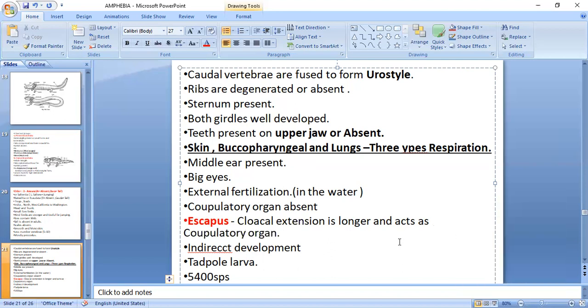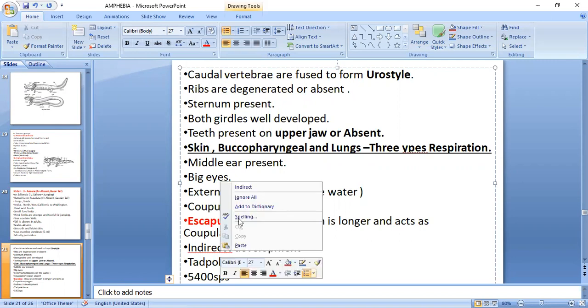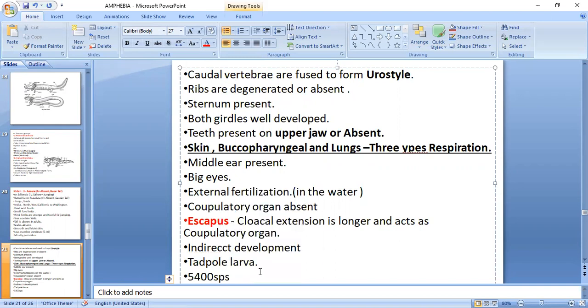Okay, so the cloaca comes outside and becomes a little longer. That helps in the transfer of spermatozoa or sperms. So in that way, in this frog, the cloacal extension acts as a copulatory organ. The development is indirect development. The larval form is the tadpole larva, also called the tokappa larva.